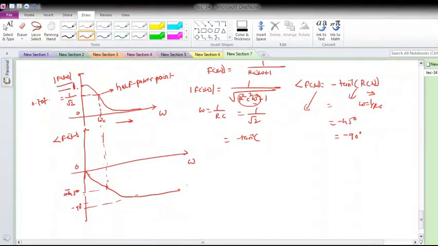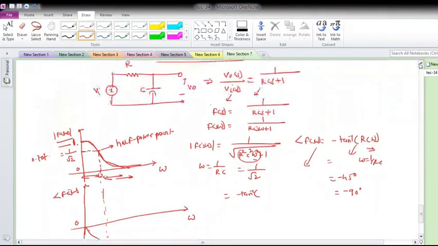And you know at omega tends to infinity, the magnitude will be 0 and the angle will be minus 90 degrees. From that I can observe that my RC circuit behaves as a low pass filter. Here you can see that up to omega c is the dominant frequency range, and after that the response decreases. So how is the behavior of the RC circuit?